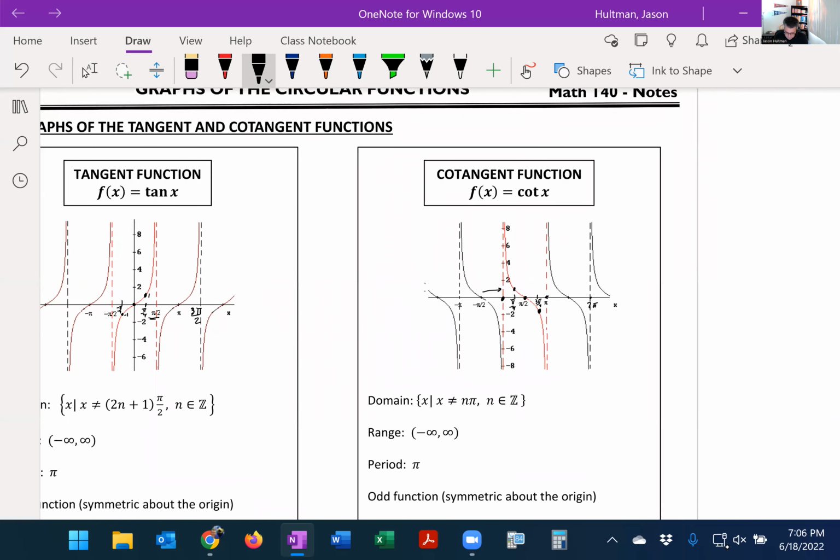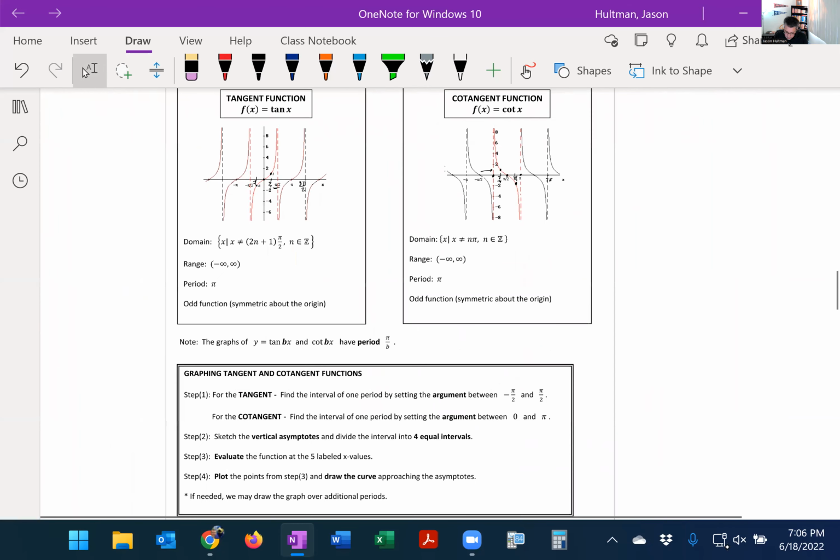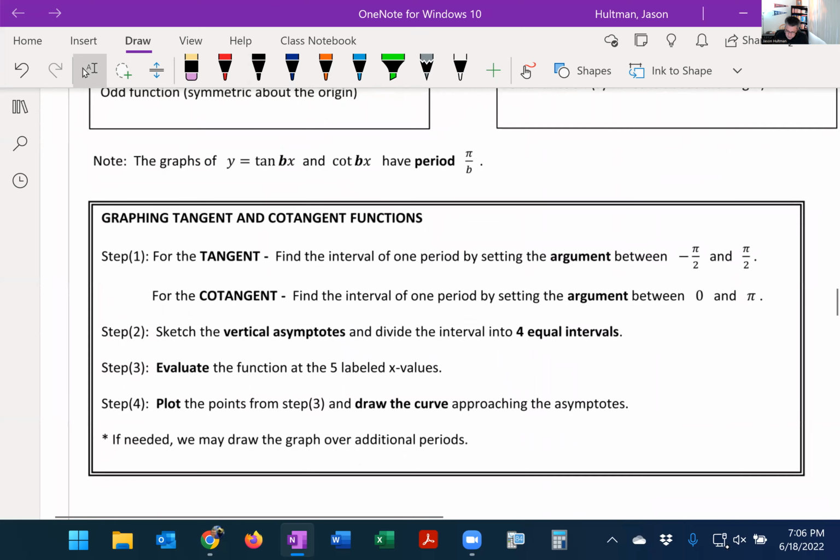Okay, let's look at how to graph this. It says graphing the tangent and cotangent functions. Step 1, for the tangent, find an interval for 1 period by setting the argument between negative pi over 2 and pi over 2. So that's going to be one period. For the cotangent, it's 0 to pi. Sketch the vertical asymptotes and then divide the interval into 4 equal subintervals. Evaluate the function at the 5 labeled x values.